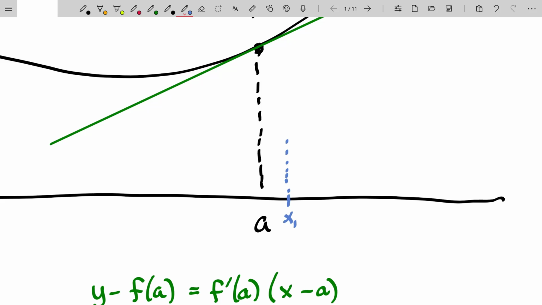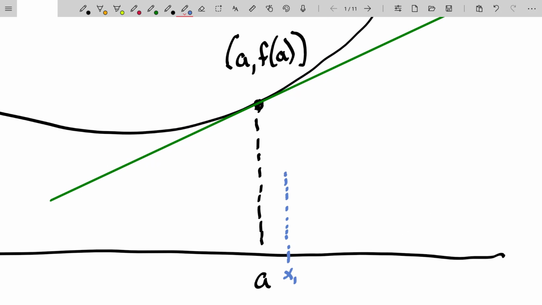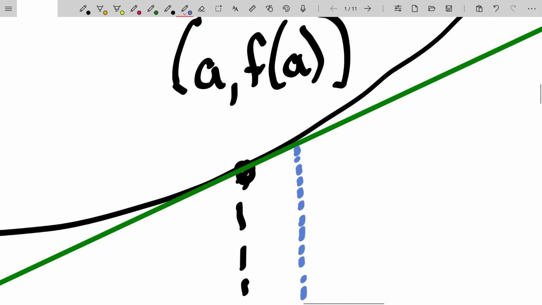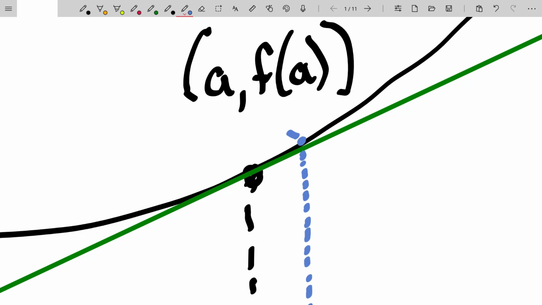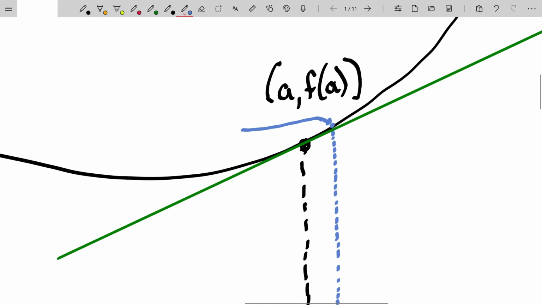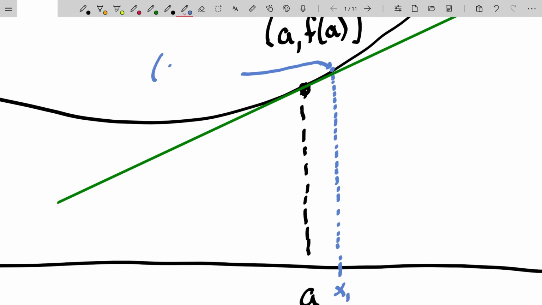So the true value of the function at x sub 1 would be, let me zoom in here as much as I can, that blue dot right there. That would be the true value of the function. It would be x sub 1 comma f at x sub 1. That's the point. The value is f of x sub 1.